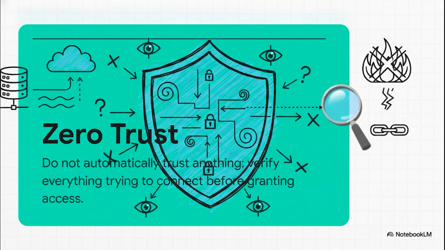Now, zero trust is exactly what it sounds like. It's a security concept centered on the idea that organizations shouldn't automatically trust anything, whether it's inside or outside their perimeters. Instead, you have to verify anything and everything trying to connect to your systems before granting access. You know, back in the day, if you were inside the firewall, you were trusted. It was like a castle with a moat. But under zero trust, which is exactly what Flow enables, we essentially assume the network is already compromised.